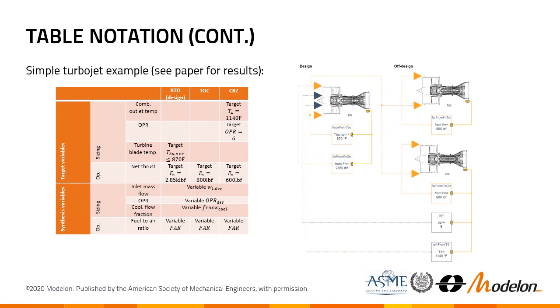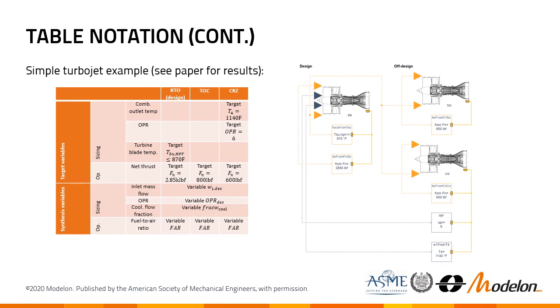So let's describe the table notation with an example, and this is a simple turbojet. You can see in the table to the left that we list the cases in the operating envelope as columns. This is similar to SCATUS DPMM. And we take the design point as the first column. As rows, we first list the target variables. You can see that there are both the sizing and operating point categories. Then we list the synthesis variables, again in both categories, and the synthesis variables cover all columns because they cannot change from one case to another.